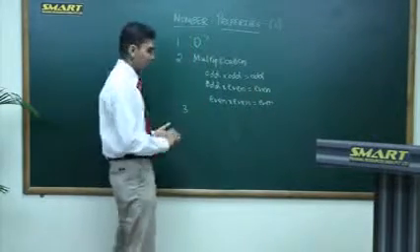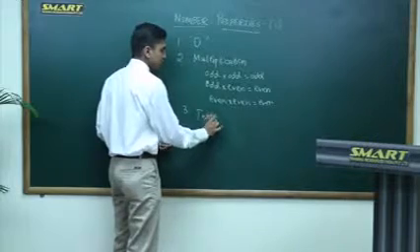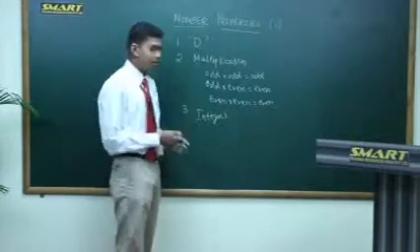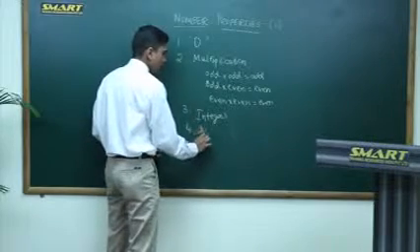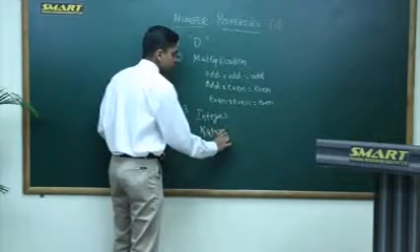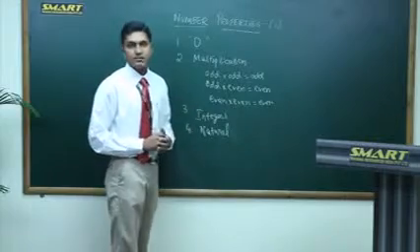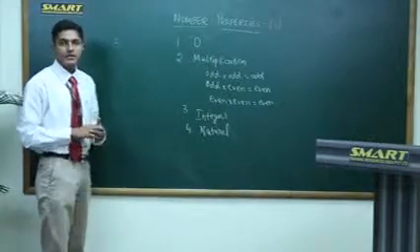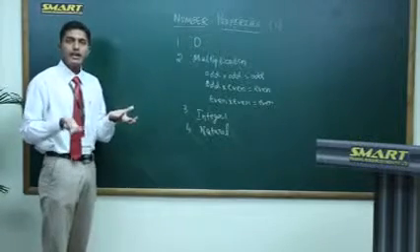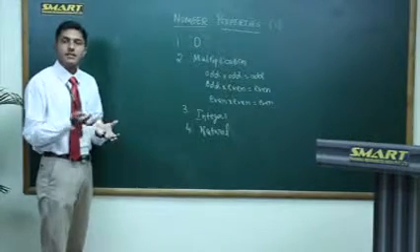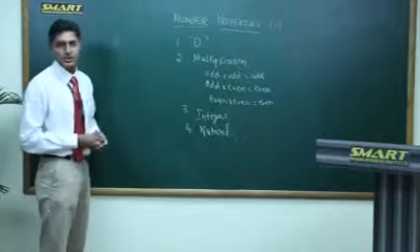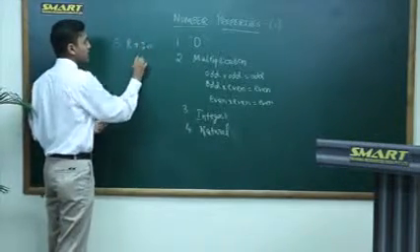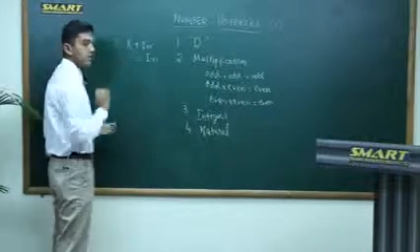Third point, all the integers can also be called rational numbers. And fourth point, all the natural numbers can also be called rational numbers. Fifth point is, when I take a rational number and an irrational number, if I find the sum, it is always an irrational number. A rational number plus an irrational number will always yield me an irrational number.